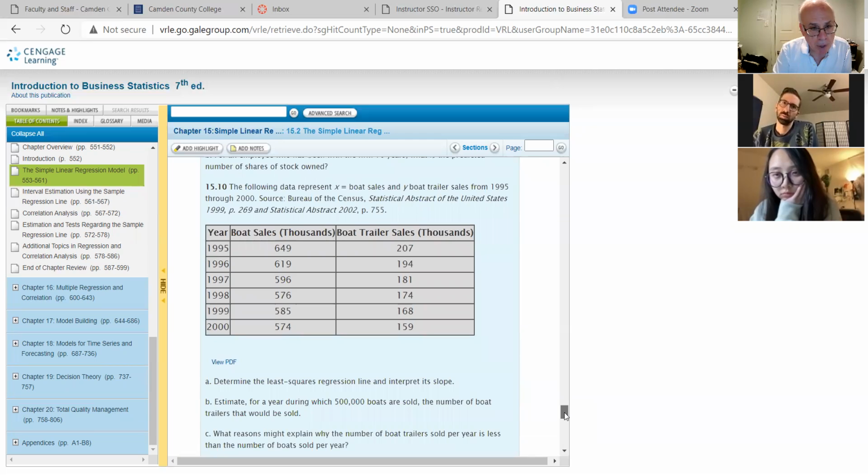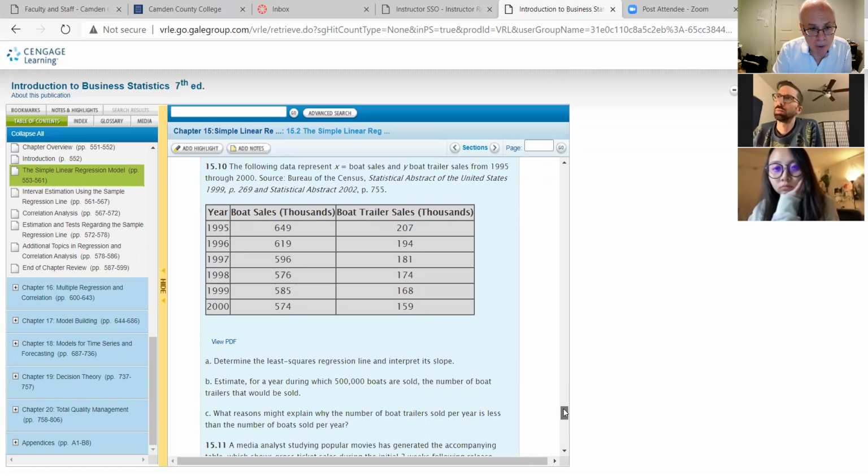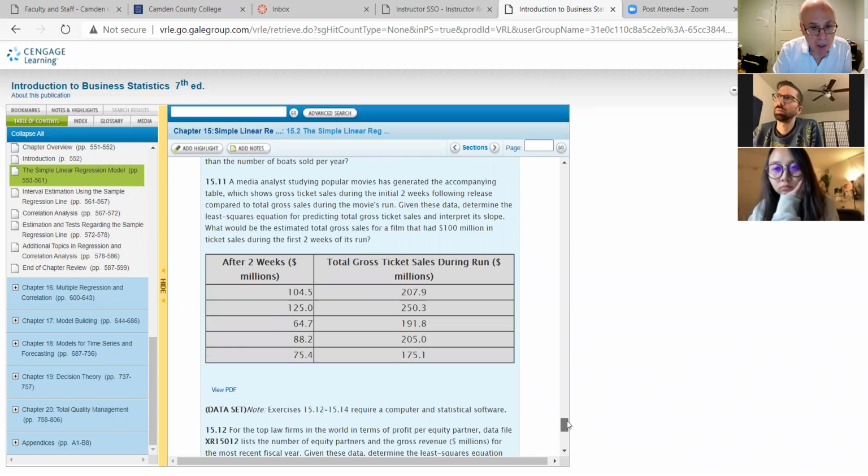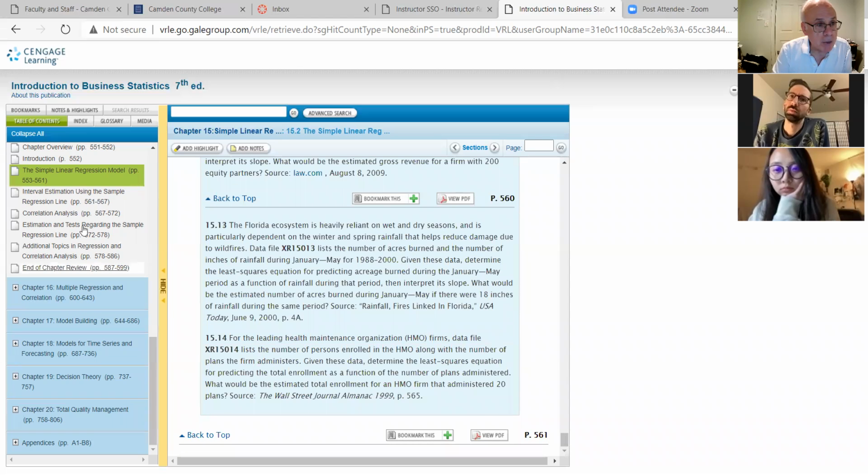Here's another possibility, right? There's boat sales and boat trailer sales, right? So maybe the X is the boat sales and the boat trailer sales are the Y, right? Here's another one. Something that deals with movies. All right, anyway, we'll just move on to the next section.